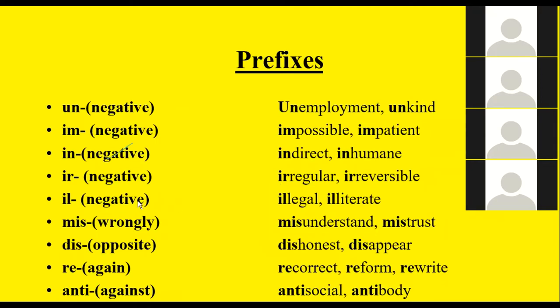It indicates negation. Netha yana arthayak thamai mewayin denne. Then ill: illegal, illiterate. Literate kiyanne that can read or write, saaksharathawayak sahitha. Illiterate means saaksharathawayak nathi, kiyawanna liyanna bari. Illiterate is an adjective.